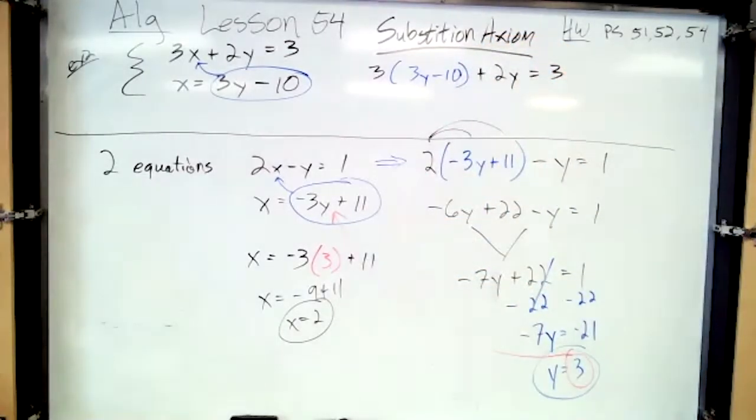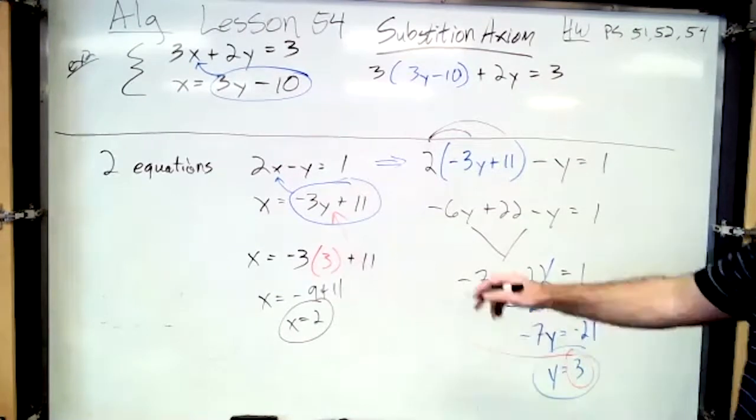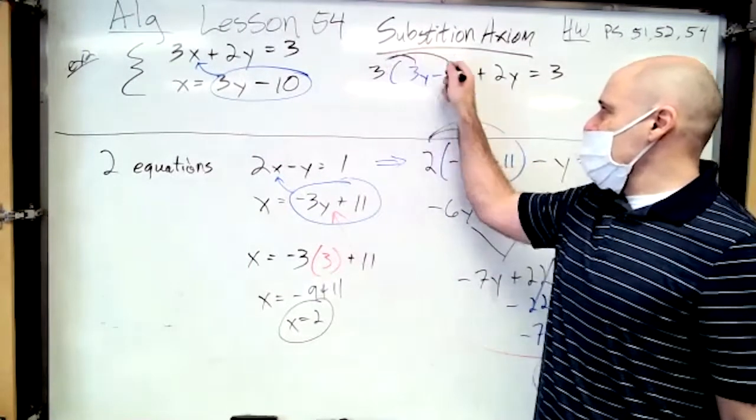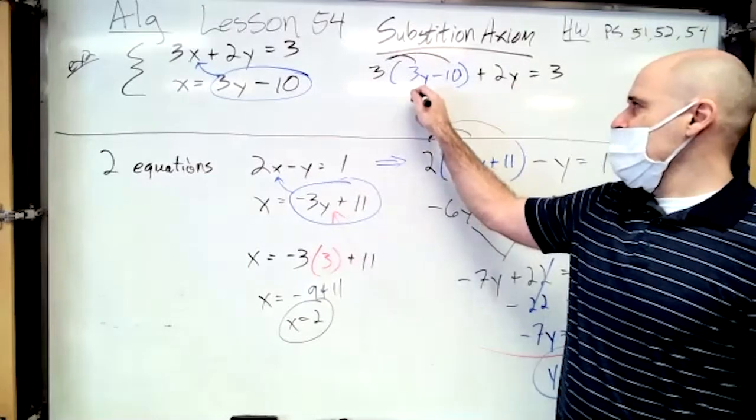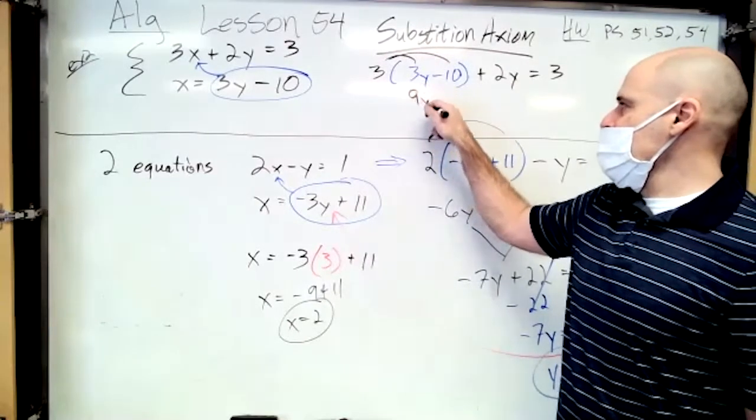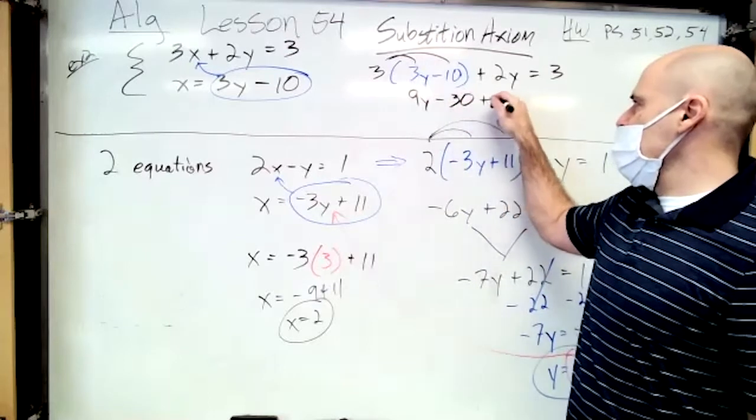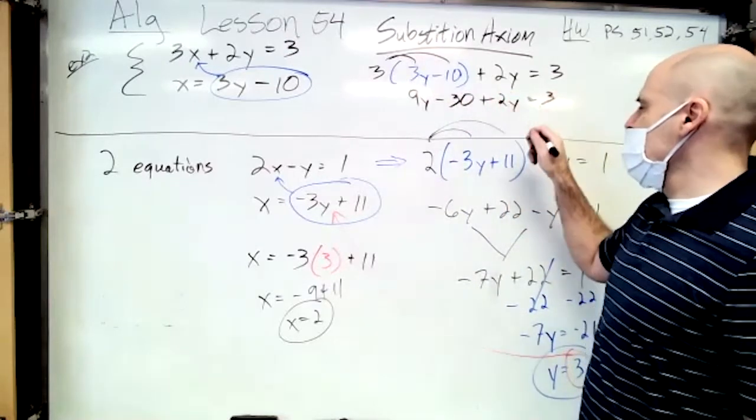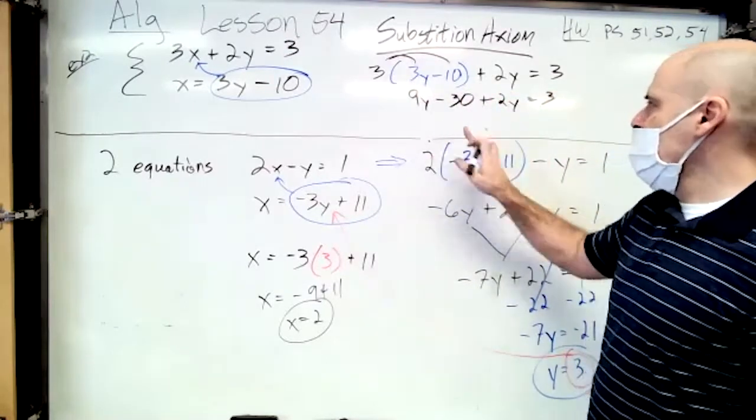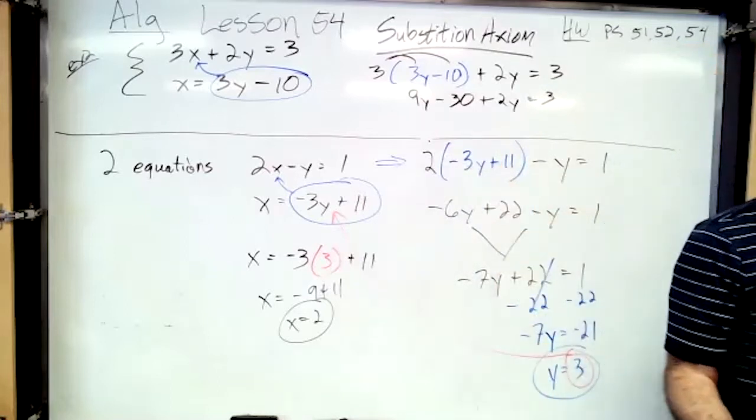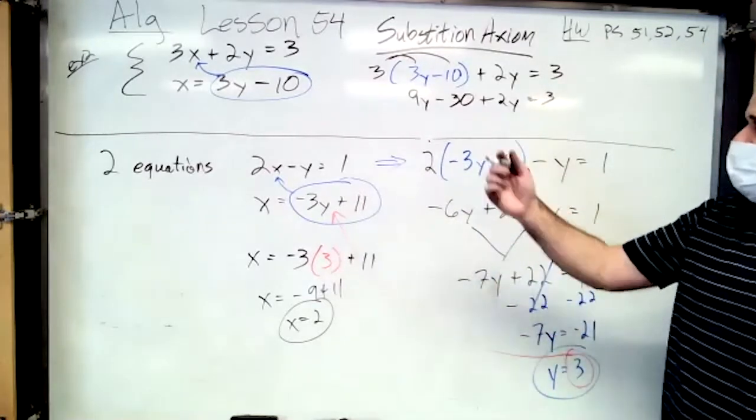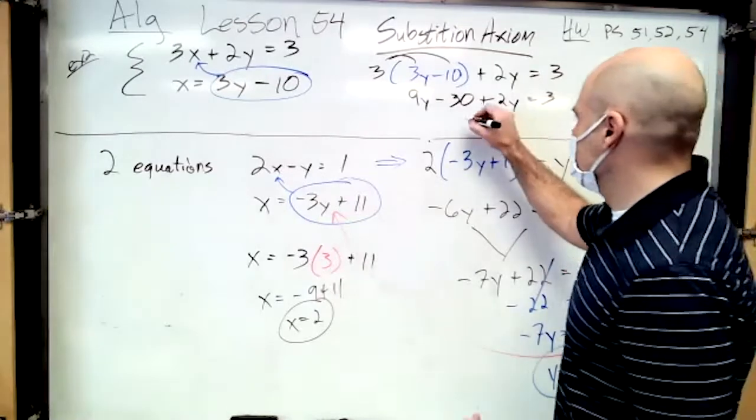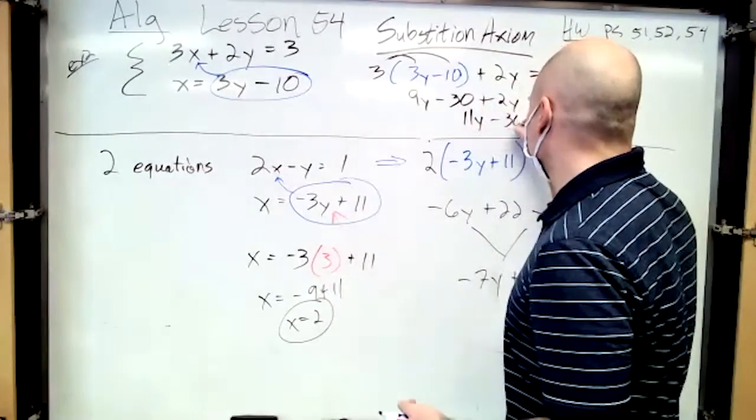Okay, is that what you guys got so far? All right, now follow the steps to solve equations. First step, get rid of those parentheses. Let's rewrite this. What is this? 9y minus 30 plus 2y equals 3. Okay? Then you can combine like terms on the left side. What's 9y and 2y? 11y.